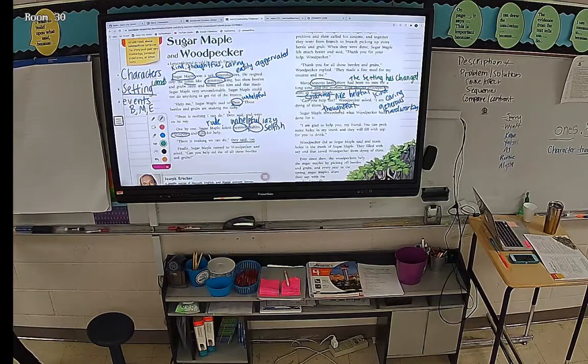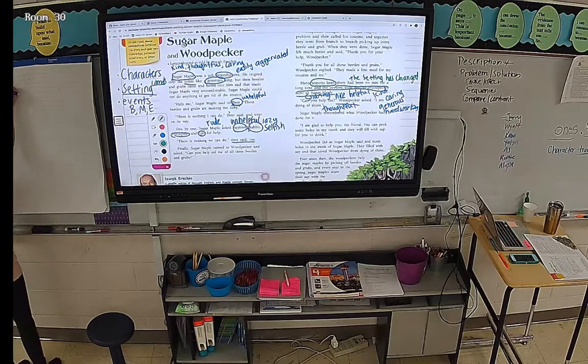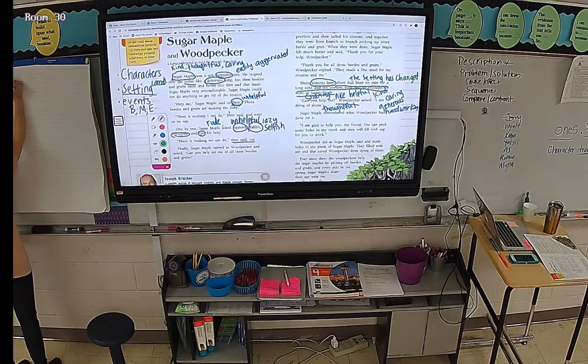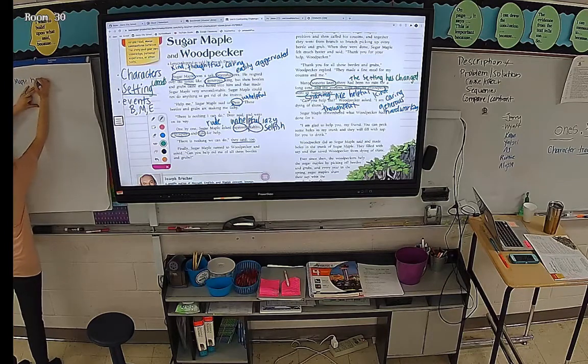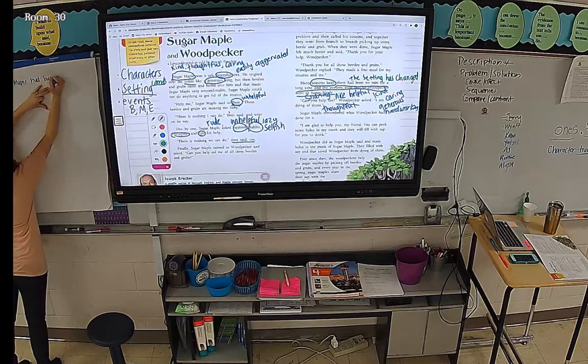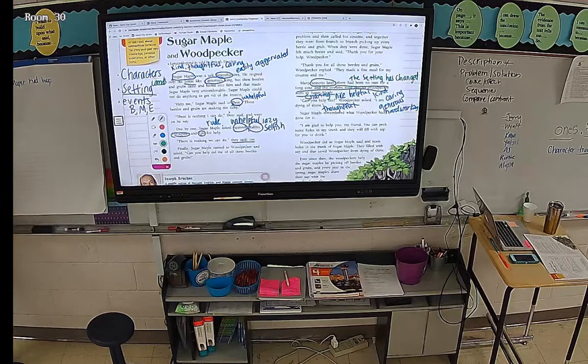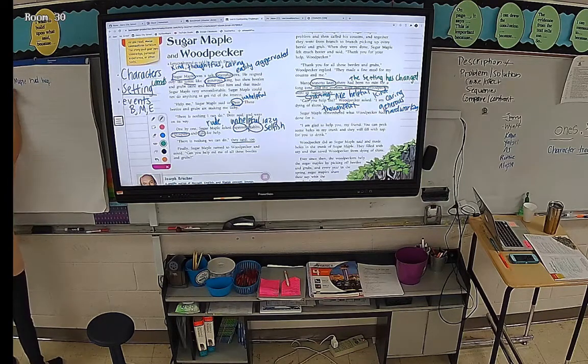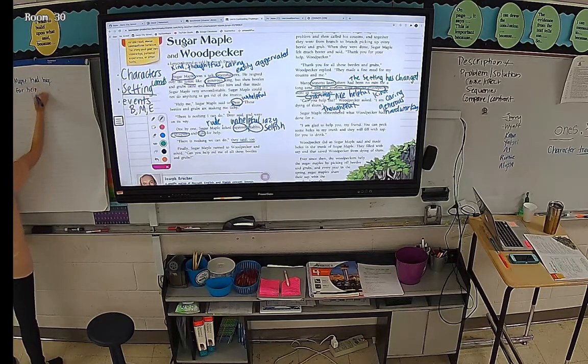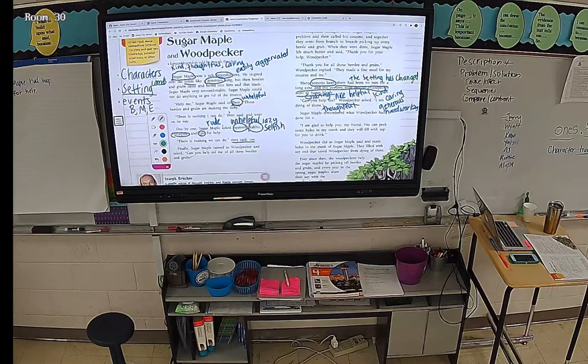Landon: Sugar Maple got all these bugs in him. Okay, I'm going to put bugs. What else happened in the beginning? Sugar Maple has bugs. What, Caius? He was asking people can they help him get the bugs out of his shirt. Okay, he asked for help. Sugar Maple had bugs. Sugar Maple asked for help.